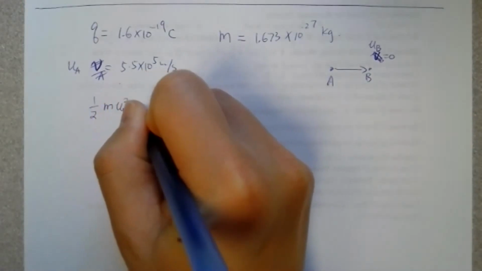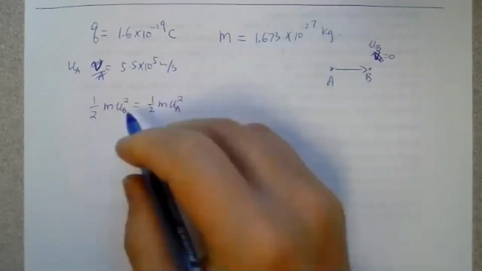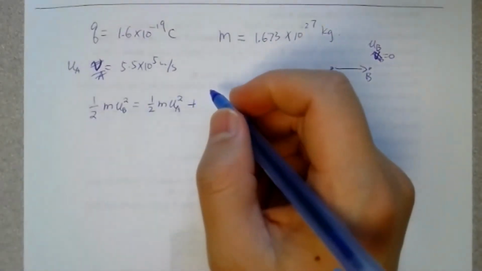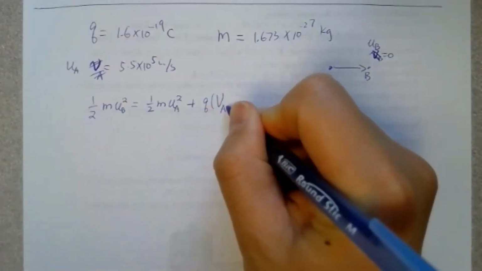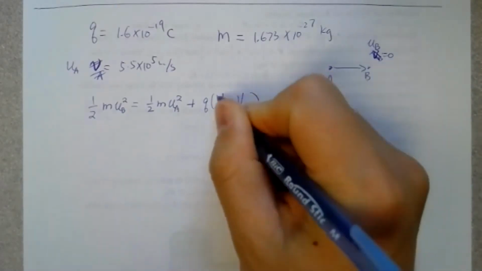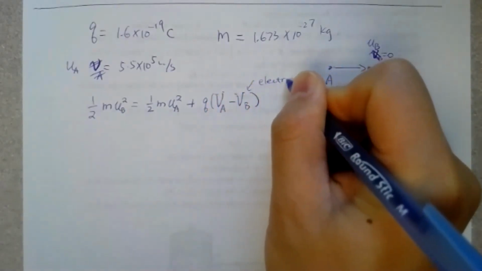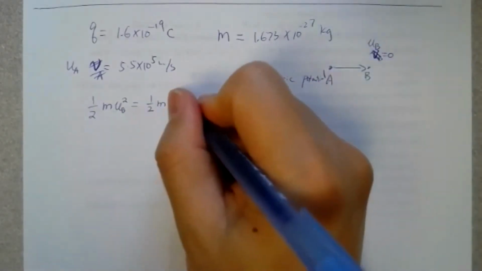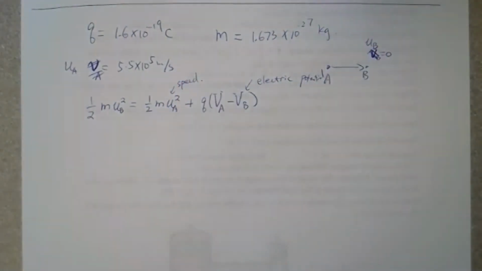m u_B square should be equal to 1/2 m u_A square, the speed square, plus q, capital V_A minus V_B. Okay, so that stands for electric potential. And this is the speed. All right, this is according to energy conservation.